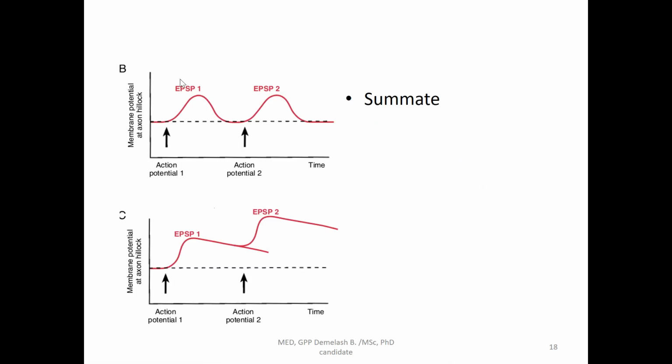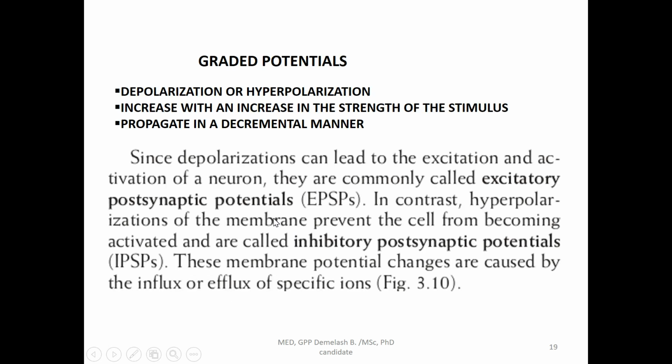So excitatory postsynaptic potential 1 and excitatory postsynaptic potential 2 are shown here in the membrane potential at the axon hillock, when action potential 1 is occurring and action potential 2 is occurring, so they will summate. In such a way, excitatory postsynaptic potential 1 and 2 will summate. So there are also graded potentials.